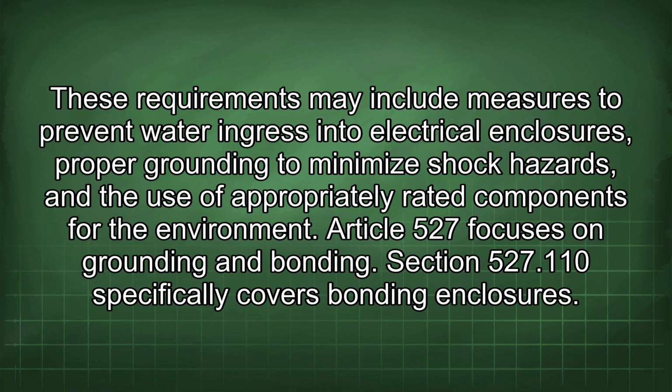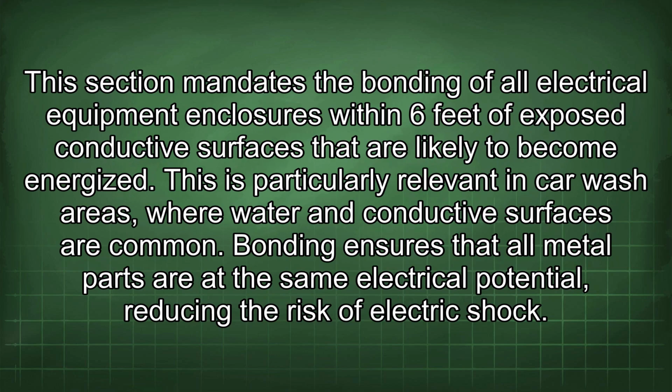Article 527 focuses on grounding and bonding. Section 527.110 specifically covers bonding enclosures. This section mandates the bonding of all electrical equipment enclosures within 6 feet of exposed conductive surfaces that are likely to become energized. This is particularly relevant in car wash areas, where water and conductive surfaces are common.